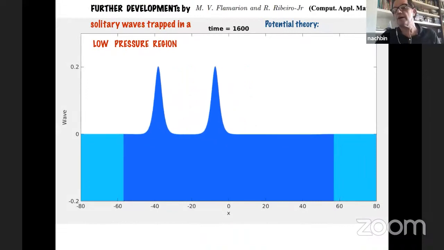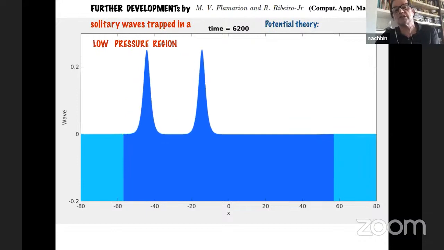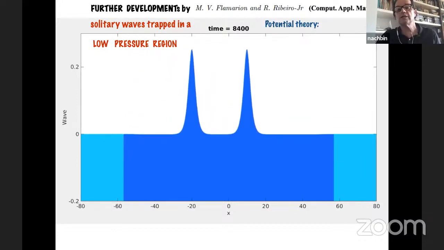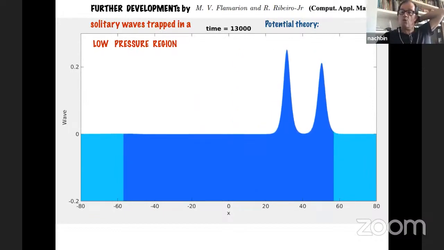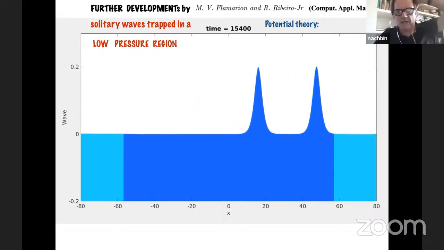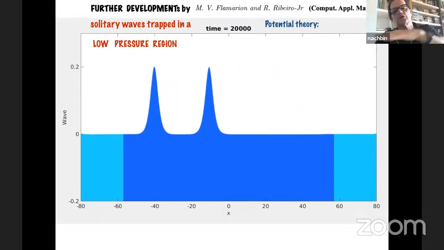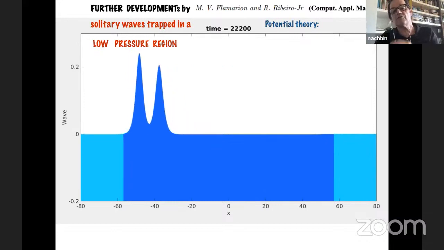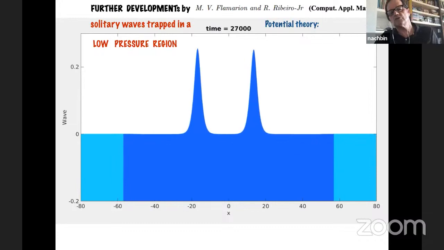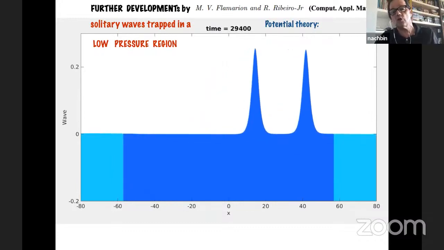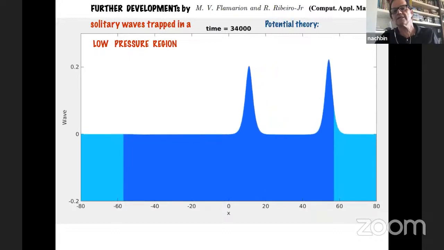Okay, and finally, this is a work by Roberto and Marcelo using all this technology they learned, and they put the solitary waves using potential theory in a low pressure region. Remember that I mentioned to you that a mound on the bottom, this has been shown by many people, by Grimshaw, a smooth Gaussian mound on the bottom using KdV for long waves is equivalent to a pressure distribution on top. And basically they can do this: two solitary waves trapped in a low pressure region until eventually they collide in a way that one gets expelled from the region.